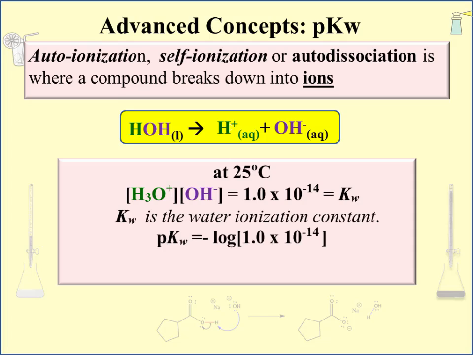Also from the previous lecture, we saw that Kw can be expressed as pKw by taking the negative log of that 1.0 times 10 to the negative 14. The P stands for power of, and any value can be made into a P term by taking the negative log of its value. The negative log of 1.0 times 10 to the negative 14 is 14. A P term has the single purpose of converting small numbers into the more comfortable range of counting numbers. That is all that it does.